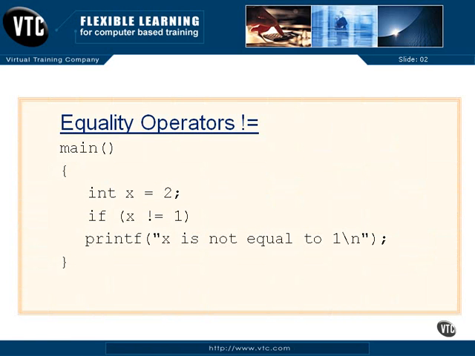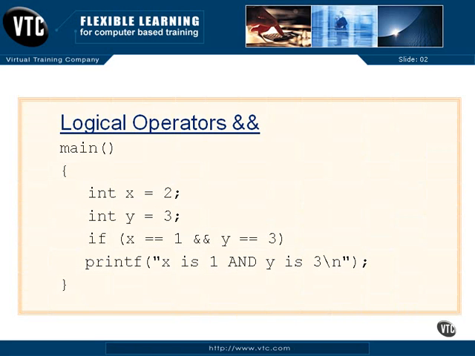Here's not equal. If x is not equal to 1, we'll print that out. We use an exclamation point and an equal sign to show inequality. Now these are logical operators. This one is a logical operator, and. We say here x is assigned the value of 2, y is assigned 3. If x is equal to 1 and y is equal to 3, then we'll print this out.